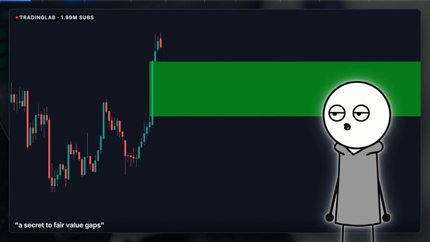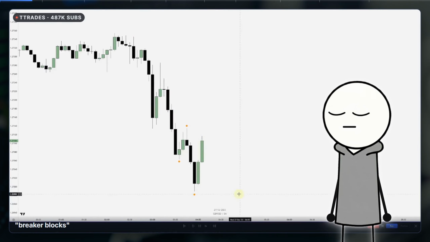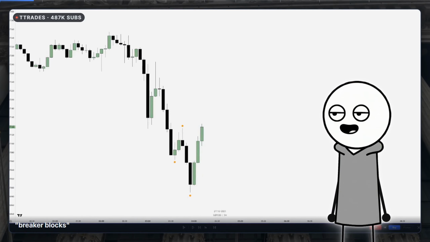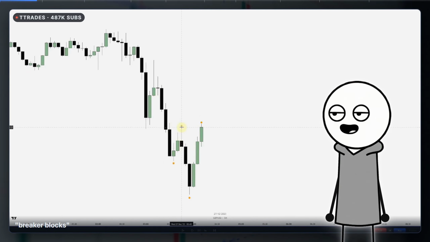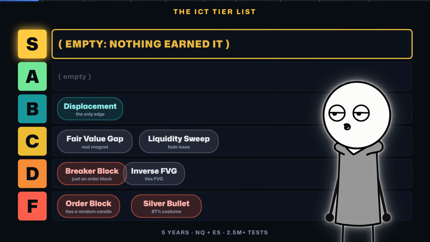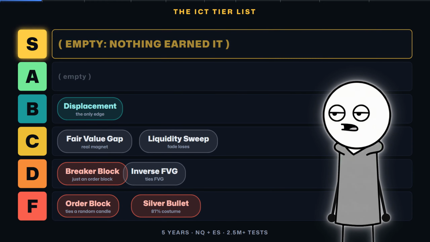The single most popular concept in all of ICT, the order block, ties a candle we picked at random. And the only thing on this board with a real edge is something nobody is selling you. Let me show you how every one earned its spot, starting with the worst.